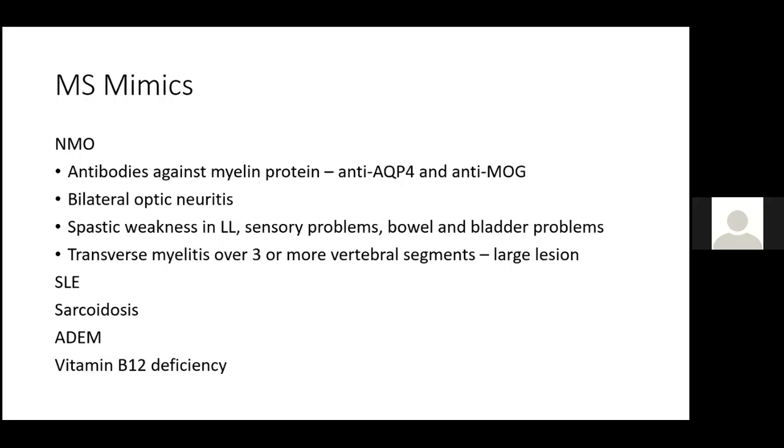Other things you want to consider are SLE, so lupus, sarcoid, acute disseminated encephalomyelitis, and again vitamin B12 deficiency. So if anyone presents with neurological symptoms, weakness, paresthesia, then it's always sensible to just check their B12 levels before referring to a neurologist. Yep, so that's MS.